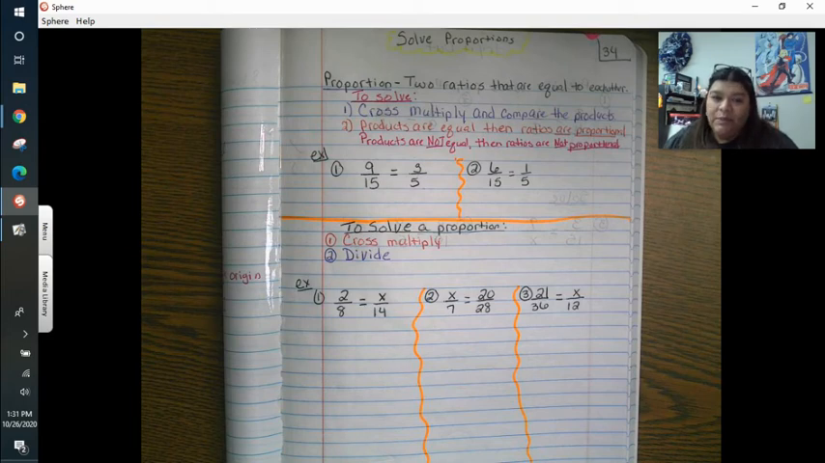So you remember from the previous videos, a proportion is when two ratios are equal to each other, okay? In this one, I'm going to show you how to check if they're equal and how to solve them, because once in a while, we're going to give you the unknown.